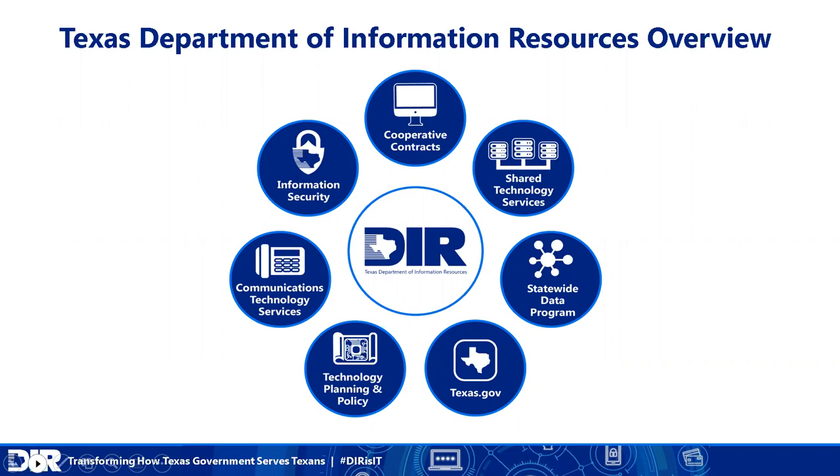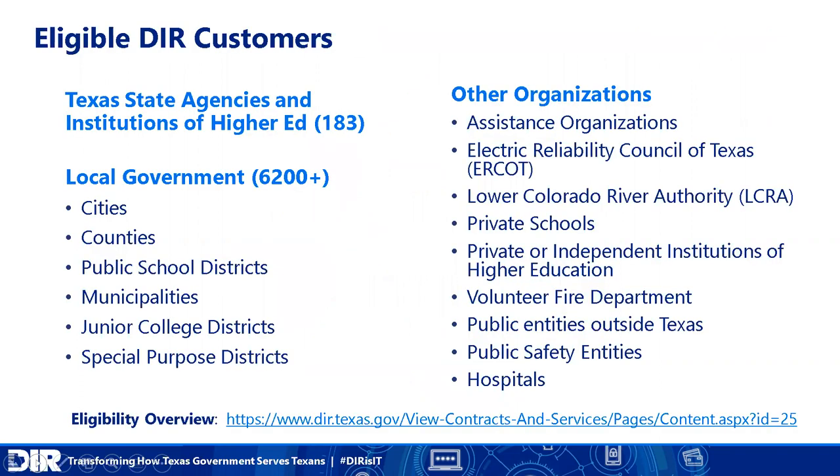Okay, next slide, please. So for you attending today, if you offer information technology products and services, this is your avenue to maybe be considered for a DIR contract. So who are our eligible customers? Well, Texas state agencies and institutions of higher education make up about 183 eligible entities. Units of local government, that includes anything from city and county governments to school districts, municipalities, junior colleges, and special purpose districts. And then other organizations are also eligible to procure IT products and services through our contract offerings.